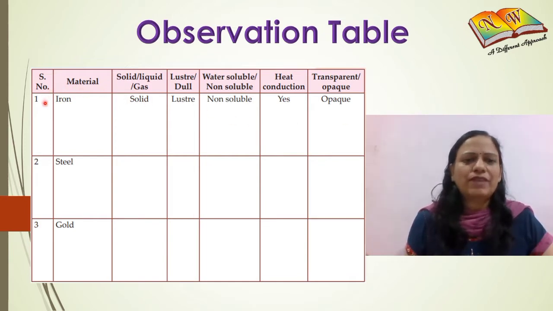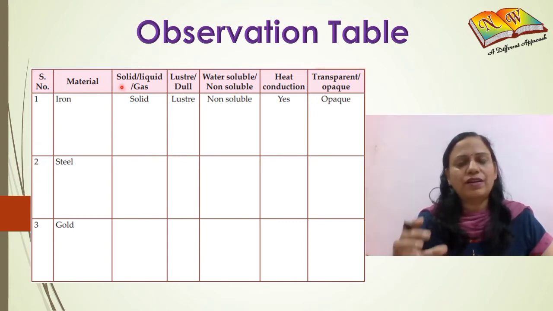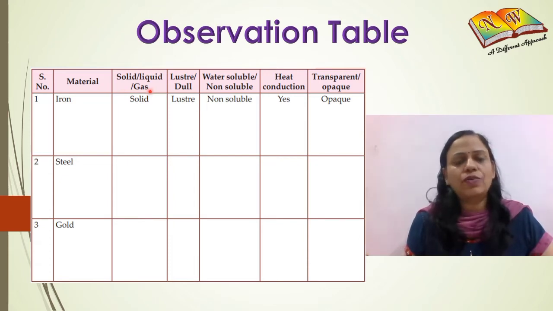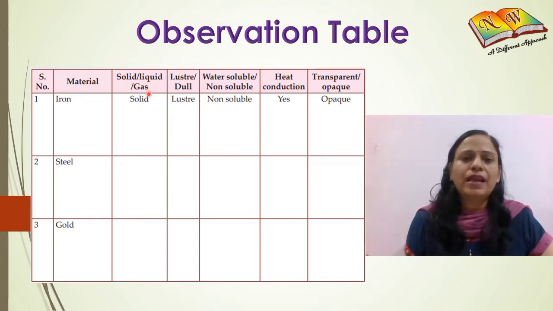The first object that we are going to talk about is iron. And the properties that we are going to consider are whether the material is a solid, a liquid, or a gas. So solids are something that have definite shapes and they occupy a definite volume. Liquids are something that flow. They don't have any particular shape. They take the shape of any container in which they are poured. And gases are something that have neither a definite shape nor a definite volume.